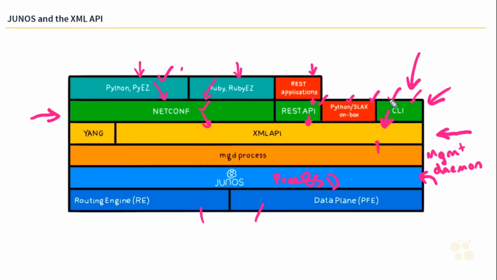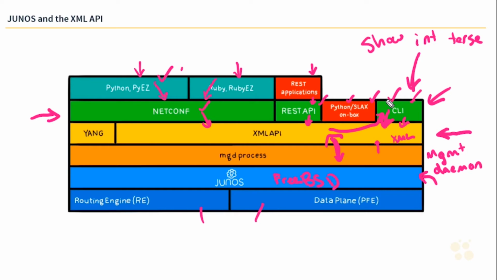So if you do, say, show interfaces terse, that's a very common command to see all the interface statuses as well as the IP addresses, you issue that from the command line. Under the hood, when you press enter, it gets translated to an XML request. The XML API receives that XML request, it goes to the MGD process to get the response. The response comes back as XML. The XML API translates it back to a human-readable form, so that you can see the response of the show interfaces terse.